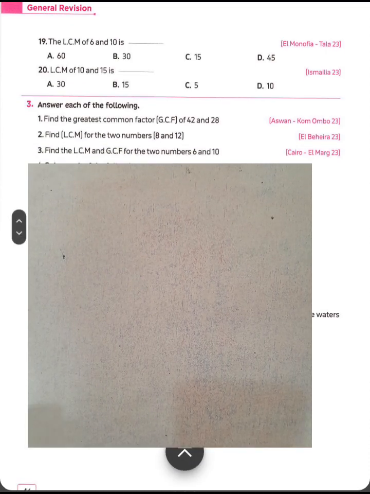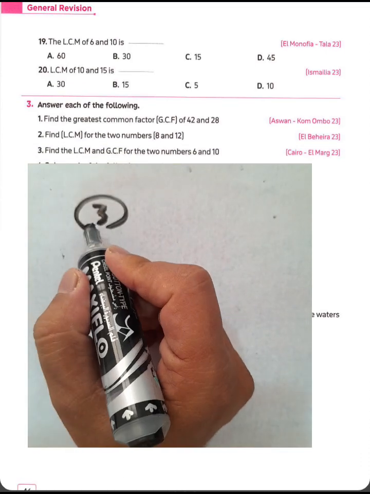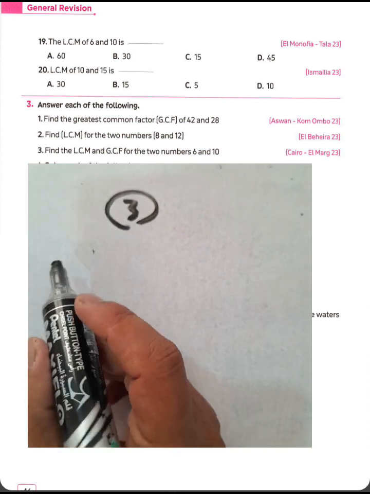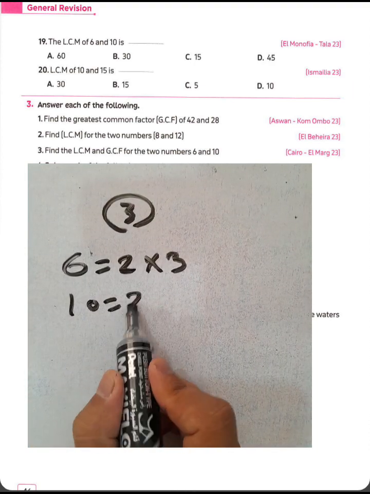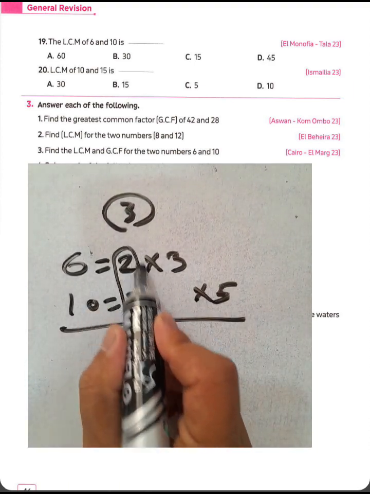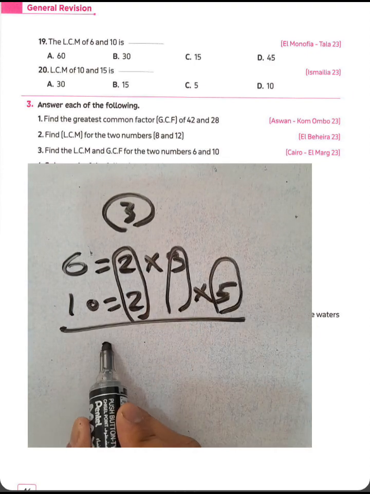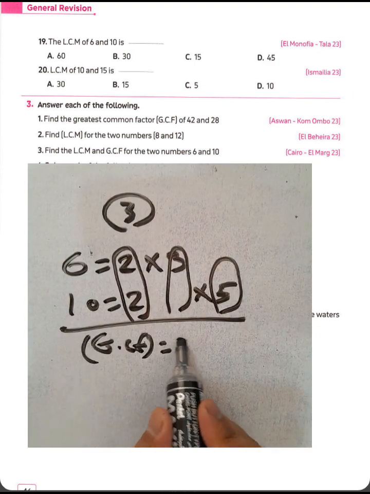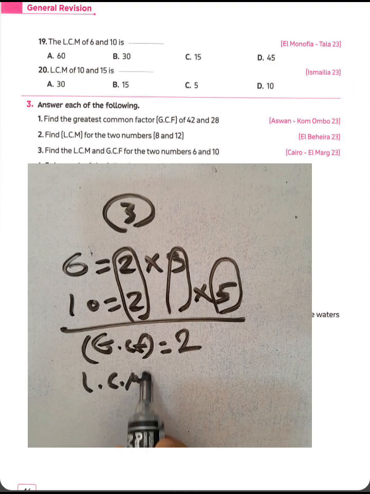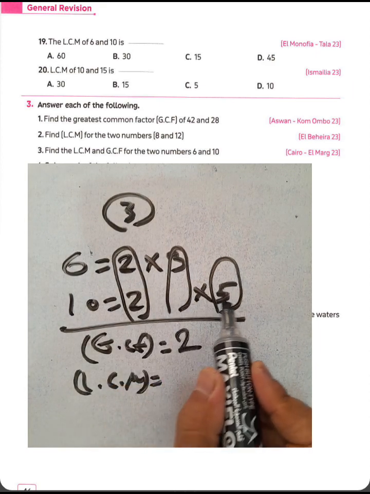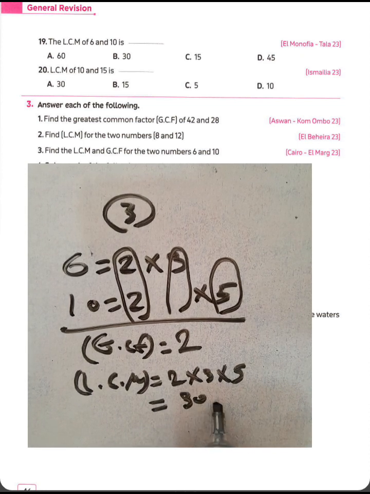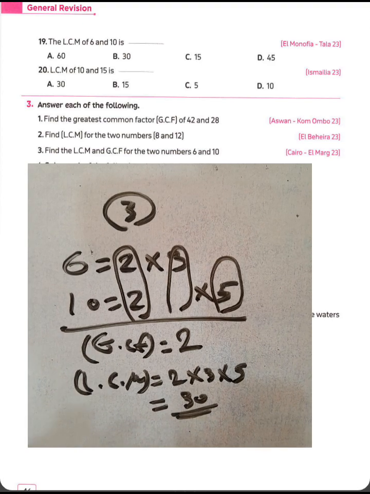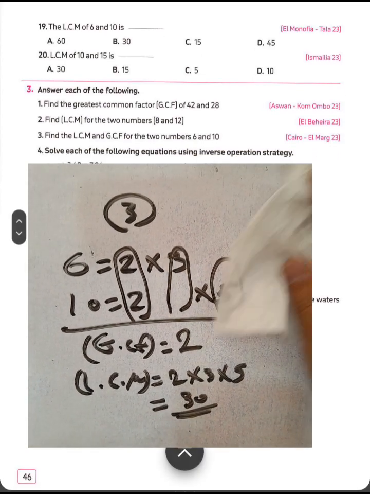Question number 3. Find the least common multiple and greatest common factor of 6 and 10. 6 equals 2 times 3 and 10 equals 2 times 5. Draw the circles here. The greatest common factor will be 2, and the least common multiple right here: 2 and 3 and 5. 2 times 3 times 5, it will be 6 times 5 equals 30. Number 4. Solve each of the following equations using the inverse operation strategy.